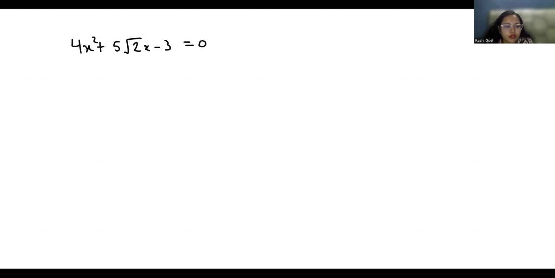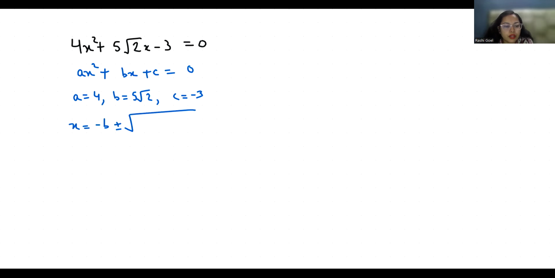So our equation, first I am going to compare it with the standard form of quadratic equation, that is ax square plus bx plus c is equals to 0. So on comparing, the value of a is 4, the value of b is 5 root 2 and the value of c is minus 3. So x is equals to minus b plus minus under root b square minus 4ac by 2a.